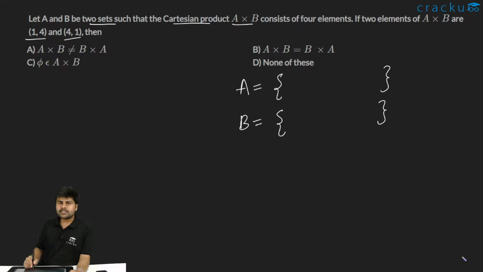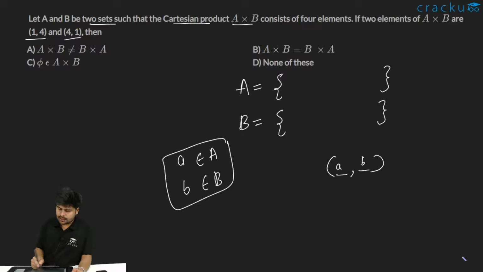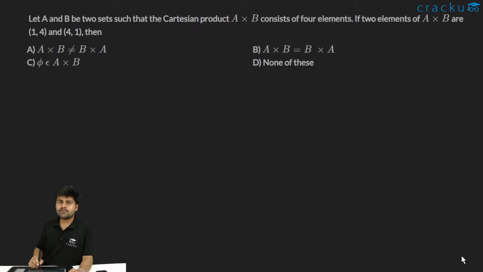What exactly is a Cartesian product? A Cartesian product will take all the possible elements from A, all the possible elements from B, and form pairs (a, b) such that a belongs to A and b belongs to B. This is how we define a Cartesian product. We take the elements a from A, the elements b from B, and make all the pairs that are possible. That is referred to as a Cartesian product.